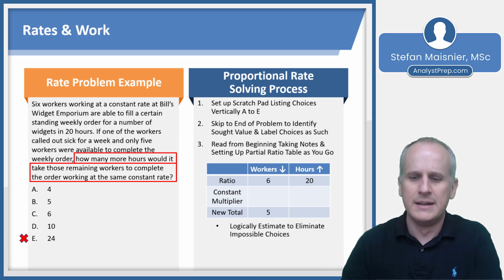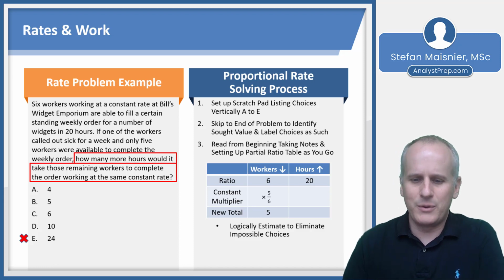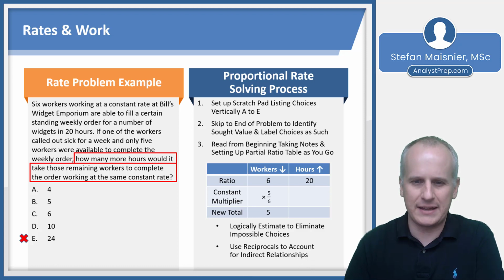It's just going to increase it by a little bit, not a full double amount of time. So then we want to consider our constant multiplier. And we remember that you can divide the new total, the target, by the ratio to figure out what your multiplier is. And 5/6 is that multiplier. But because we have an indirect proportion here, you have to use the reciprocal to account for that indirect relationship. So that means instead of multiplying 20 by 5/6, we're going to multiply it by 6/5.